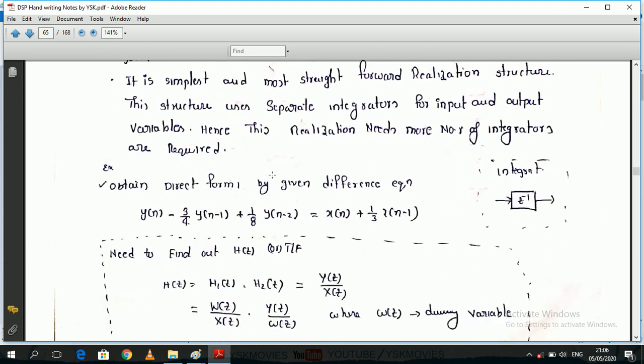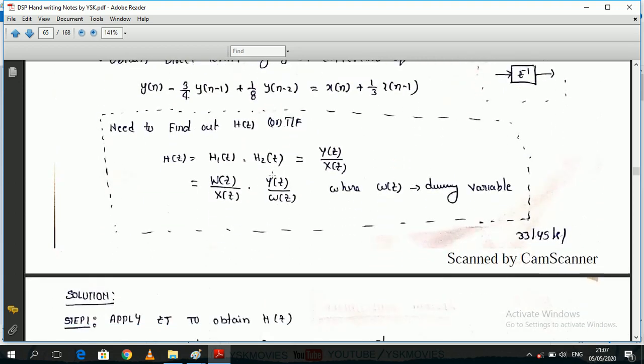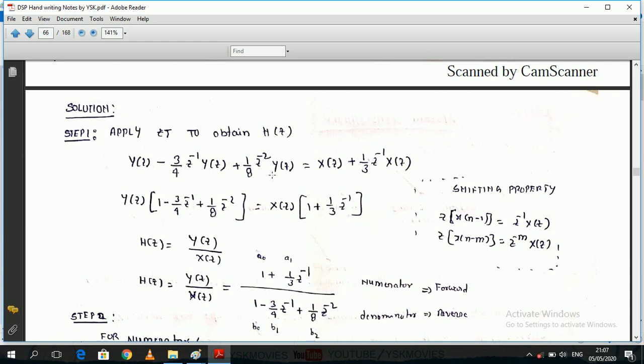You can understand this type by observing a given problem. See, y of n minus 3 by 4 y of n minus 1 plus 1 by 8 y of n minus 2 is equal to x of n plus 1 by 3 x of n minus 1. This is a time domain sequence, which is called a difference equation. So the first step: it is in the time domain, so we have to convert it into the frequency domain by using Z transform, because filters are in the form of z only. Apply Z transform to obtain H of z.